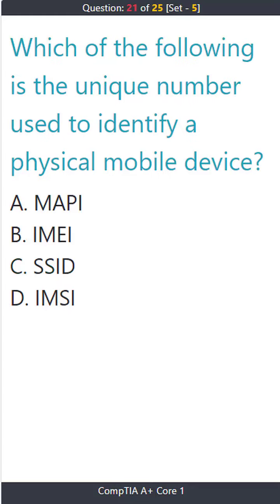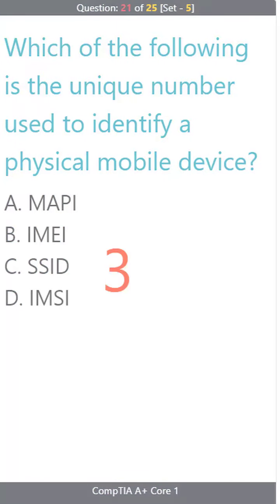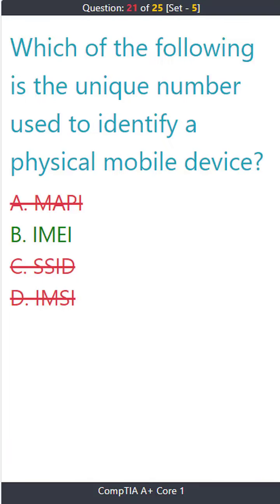Question 21. Which of the following is the unique number used to identify a physical mobile device? A. Mapping. B. IMEI. C. SSID. D. IMSI. The correct answer is B. IMEI.